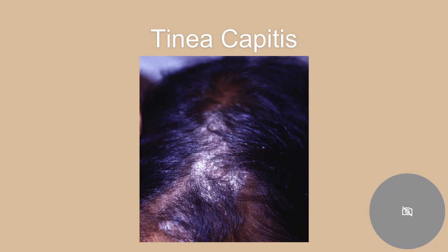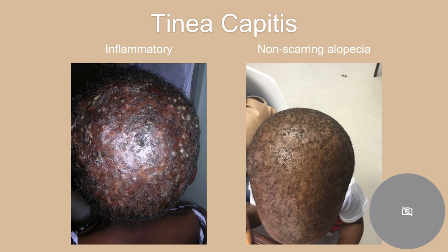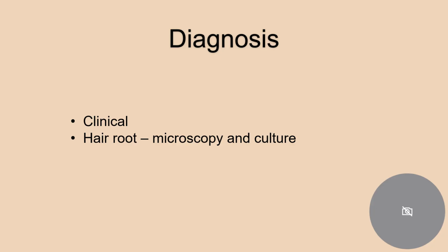Tinea capitis here is an infection of the scalp and the hair follicles and can be visualized as a silvery scaly plaque on the scalp, which is often called ringworm. Here are some more pictures. There are two different types of tinea capitis. The inflammatory type often heals with scarring, and the non-inflammatory type results in just temporary alopecia. The diagnosis is often clinical, but we can also have a look at the hair root under microscopy and culture.